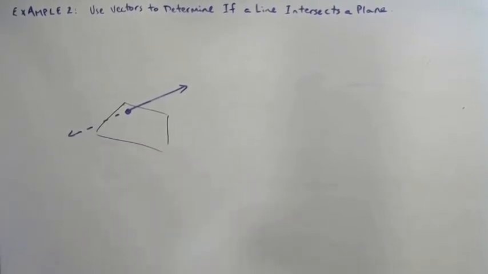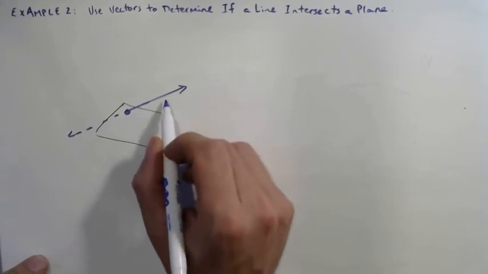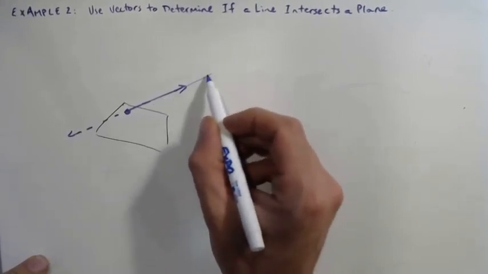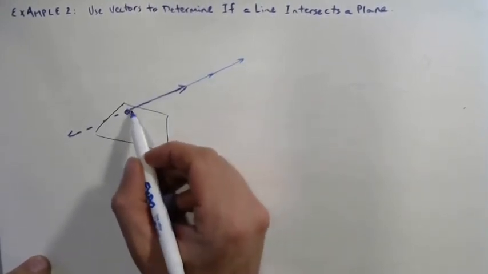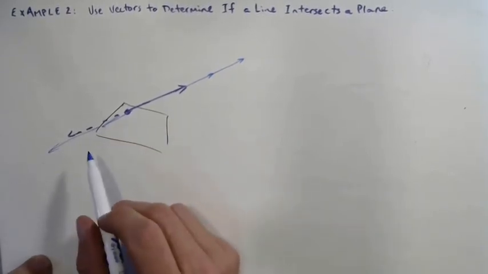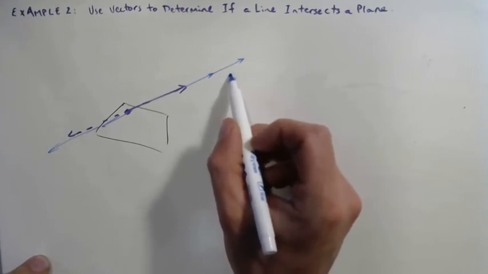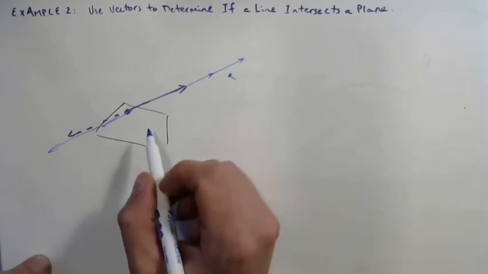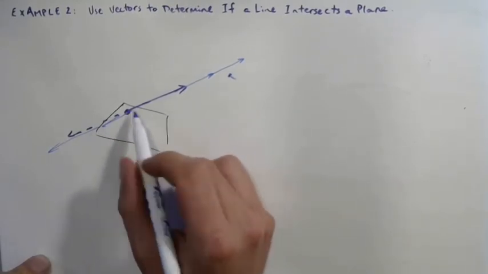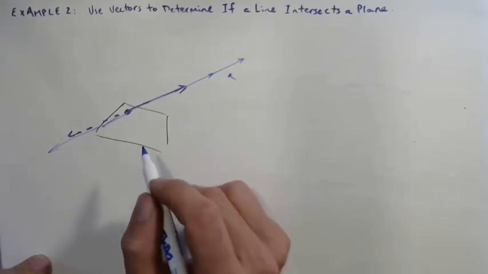Well, how do we do that? All we need to do then is have the direction vector of the line, because you could talk about this portion of the line or this portion of the line or this portion of the line. It makes no difference. A line goes on forever. So all we need is the direction vector, and that's going to determine where the line can go. And for the plane, what we need is the normal vector of the plane.